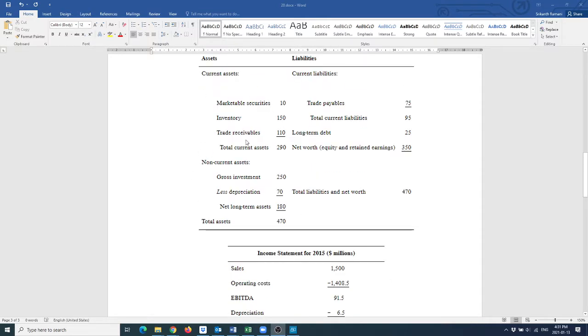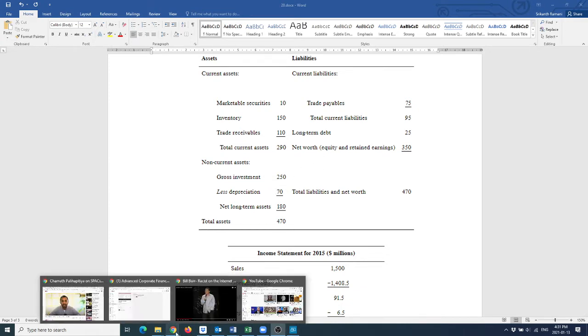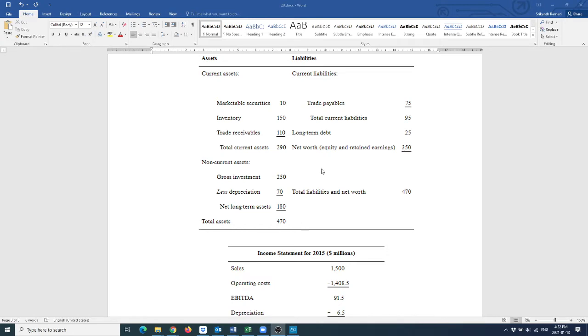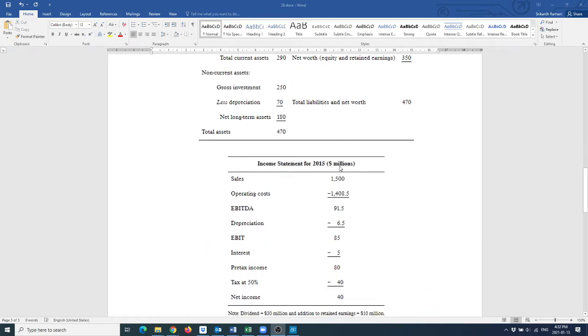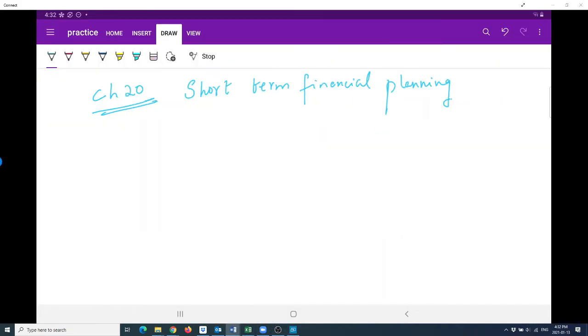This file is available in your OWL website, uploaded there. Now that I have said that, I'm going to go ahead and work on this question. I'll be moving my document to my other window so I can look at it all the time, and I will be referring to it every now and then.